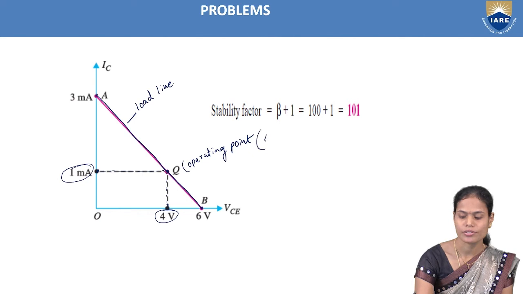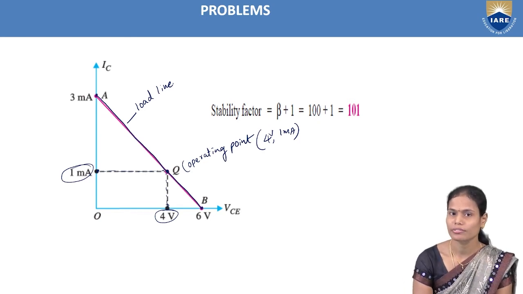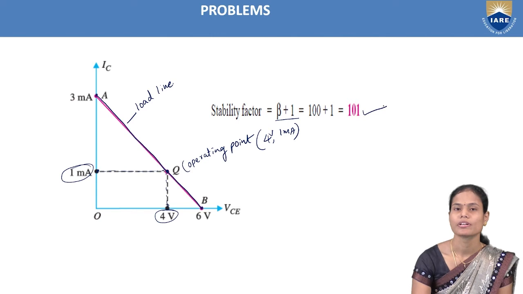So the operating point is 4 volts, 1 milliampere for the given problem. And the stability factor for the fixed bias circuit is beta plus 1. This one we know already. So the beta value is 100 plus 1, 101. So the stability factor is very high in the case of the fixed bias circuit. So the stability is very less.